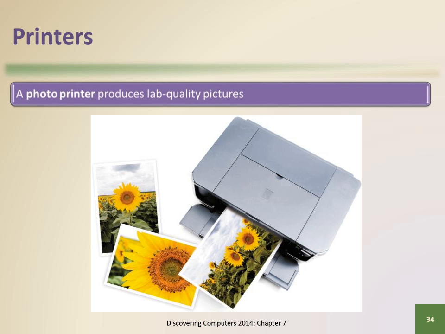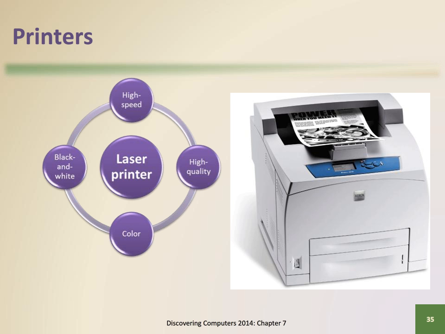A photo printer produces photolab quality pictures. Photo printers for personal computers require special paper and many use inkjet technology. Photo printers typically have a built-in card slot or a picture bridge that allows you to print photos directly from a digital camera. A laser printer is a very popular high-speed, high-quality non-impact printer. Laser printers are available in both black and white and color models.